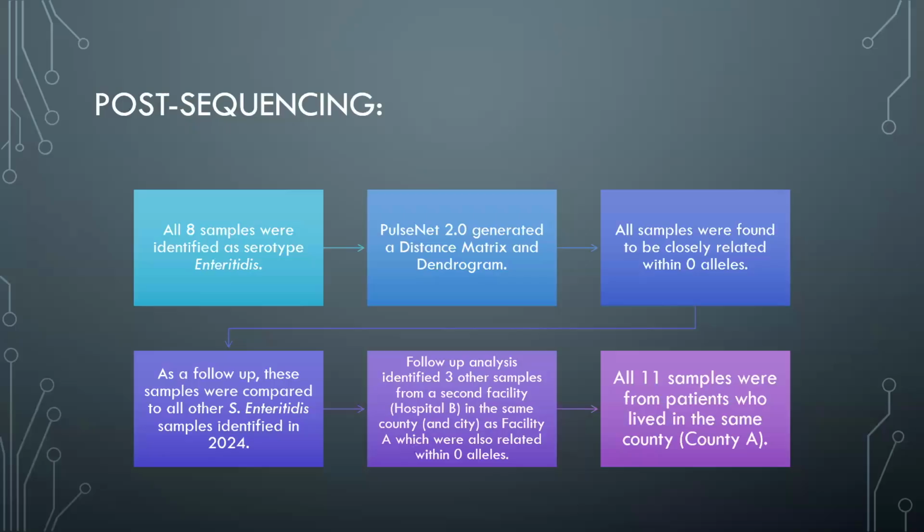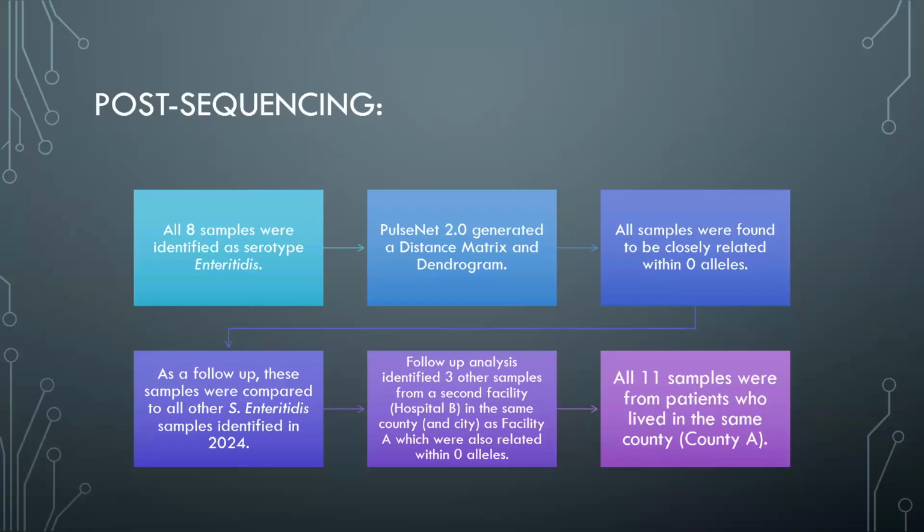So after we sequenced those 8 samples, we had all 8 of them identified as Salmonella serotype enteritis. PulseNet 2.0 is really convenient in that it generates a distance matrix and a dendrogram. And when we looked at that data, we found that all of the samples were closely related within 0 alleles. As a follow-up, we decided to also compare these 8 samples to all other Salmonella enteritis samples collected in 2024.